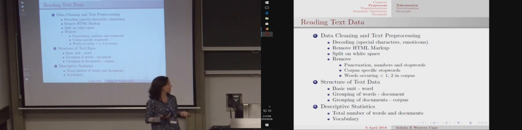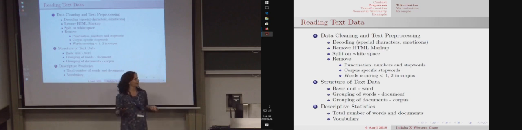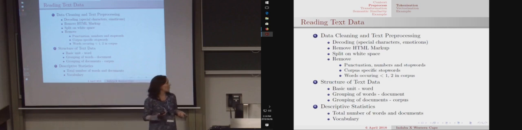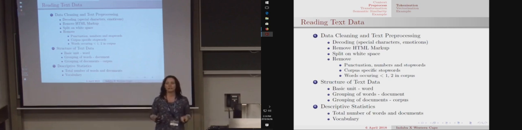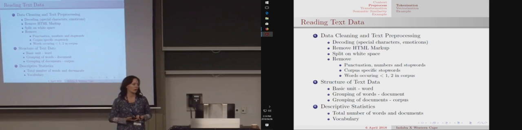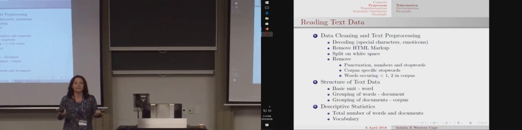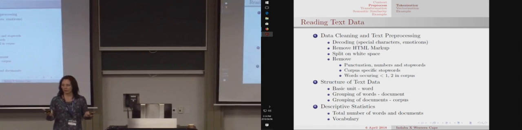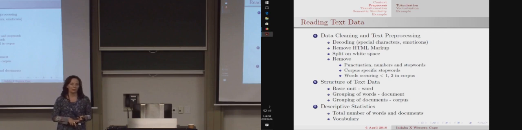And then words that occur, say, not less than once, but less than or equal to once or twice, or even up to 10 times, depending on how large your corpus is. Because statistically, they don't add value. So there are two reasons why you want to remove words. The one is if they don't add any semantic value, and the other one is if they don't add any statistical value for your model.